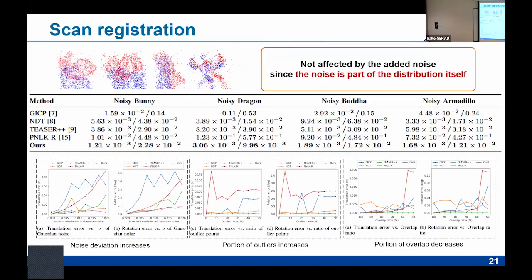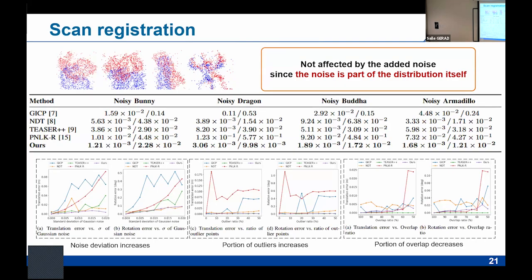Okay, so then we do some experiments. This is simulation, using the famous Stanford data set. We try to perturb it. This is a bunny, and this is a dragon, and this is armadillo. We add a lot of noise perturbations, and we keep adding noise, but it does not affect the result at all, because the noise is part of the distribution itself.